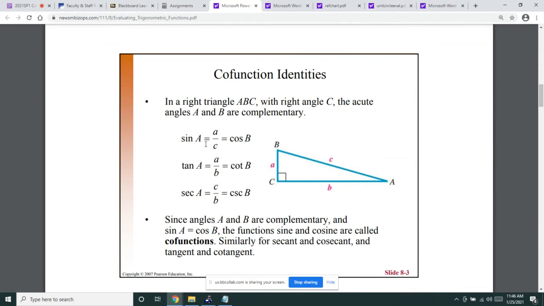All right, here are some formulas. The sine of A is equal to the cosine of B. The tangent of A is equal to the cotangent of B. The secant of A is equal to the cosecant of B. These are what are called cofunctions.